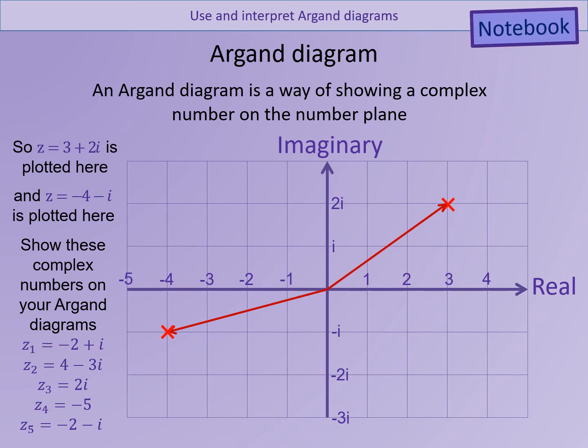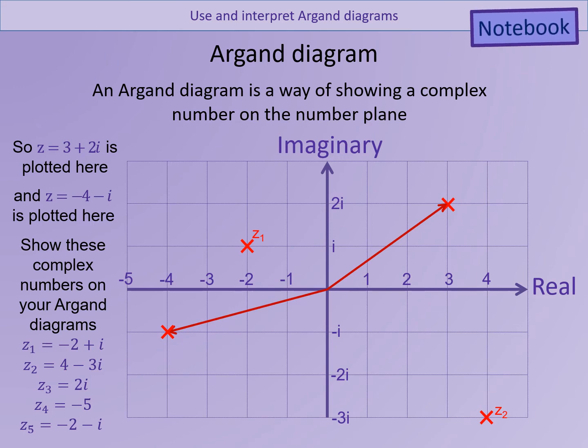Okay, so hopefully you've had a chance to pause those and plot the points in the right place. So I'll go through the answers. So z1, minus 2 plus i, should be there. z2, 4 minus 3i, should be plotted over there.